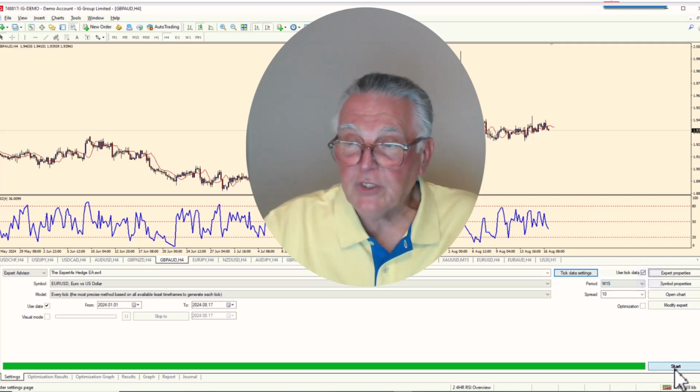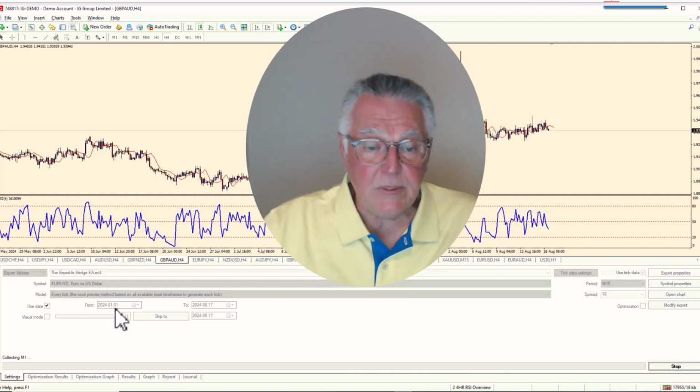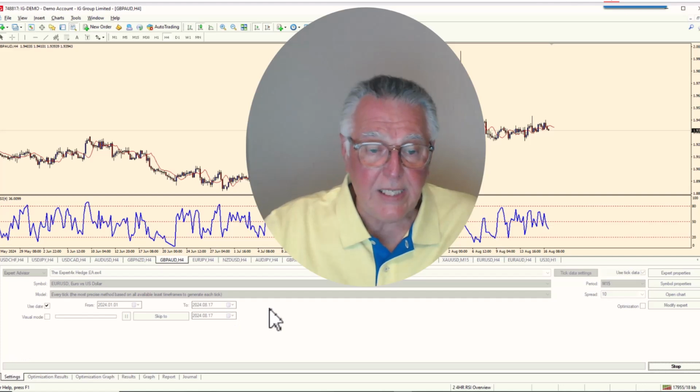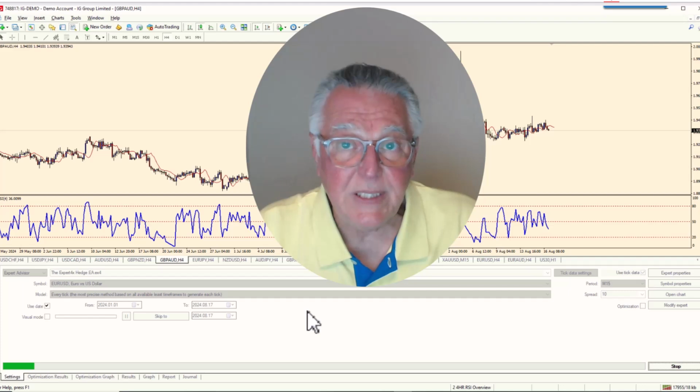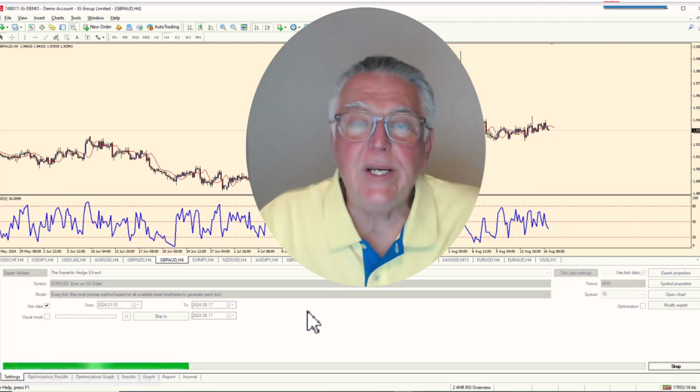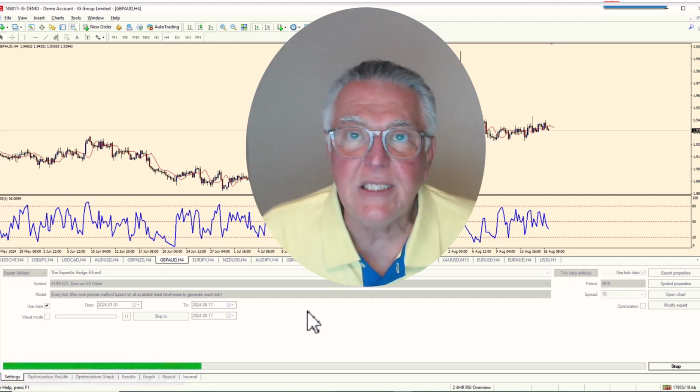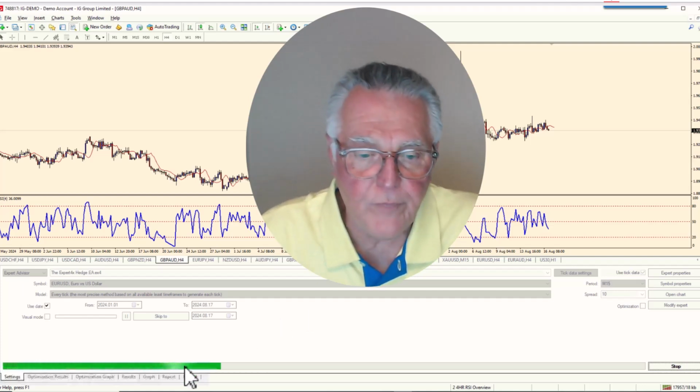And I'm just going to start it again. Same time period, exactly. All that's happened is I've reduced the lot sizing to 10% of the previous levels. And it's running away, and let's wait to see the final result. Let's have a look at the graph in the meantime.